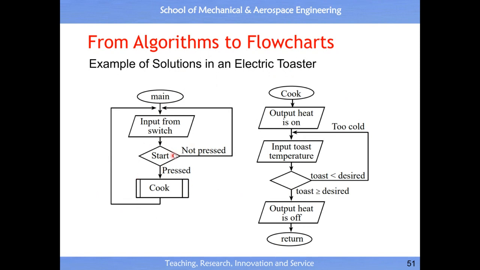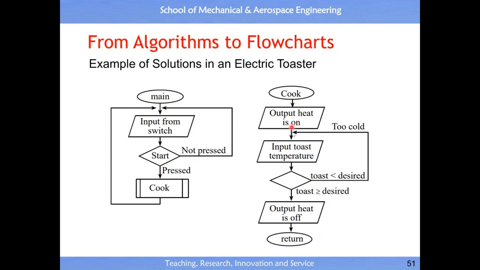This one is to turn on the cooker. That means you have a program constantly monitoring the start button. When the start button is pressed, then you will turn it on. Once you turn it on, this will execute this part. Inside here is all these things. If it's not pressed, then just stand by, wait, and keep checking whether it has been pressed or not. If yes, then enter here. Entering here means you do this.